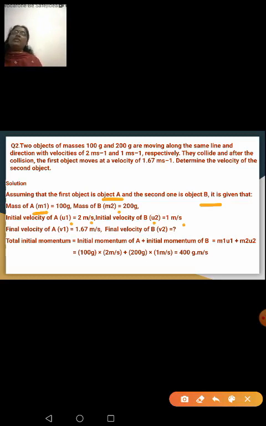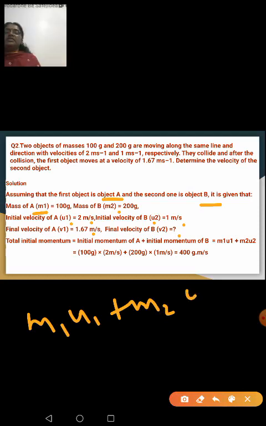So after moving in the same line and same direction, the velocity of object A changes to 1.67, and they have not given the value of V2. Now to calculate V2, we have to use the conservation of momentum formula. That is M1 U1 plus M2 U2 is equal to M1 V1 plus M2 V2.